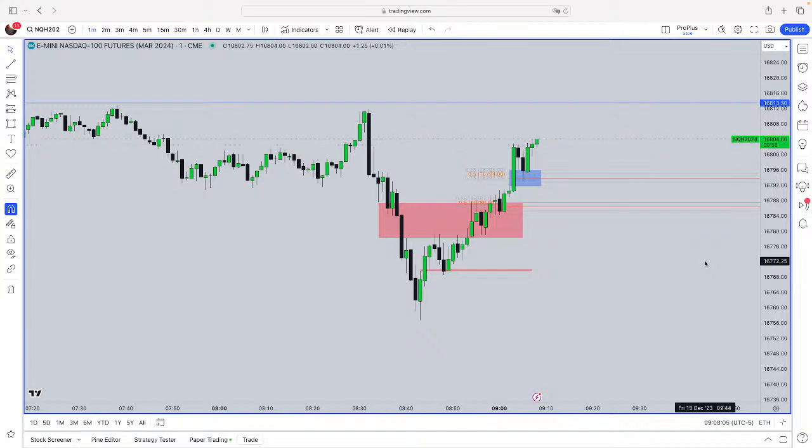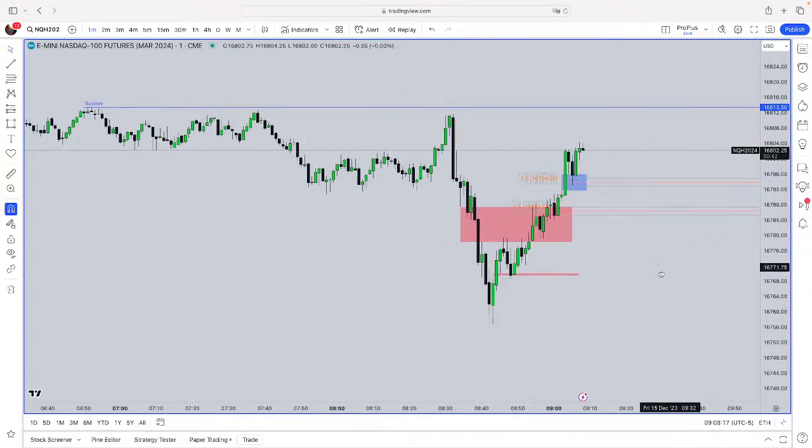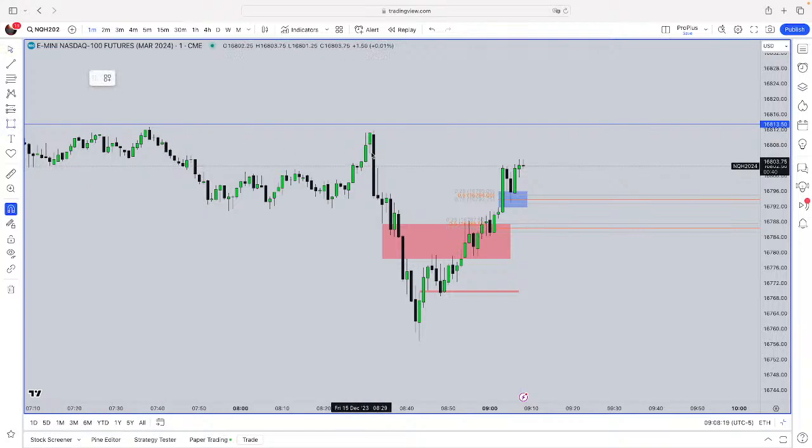Do you mark up market structure, or are you trading without? I don't mark up market structure. I'm trading without it. So yeah, it is struggling with this little inefficiency here so far. I like it. I would like to see it close above the midpoint of it.